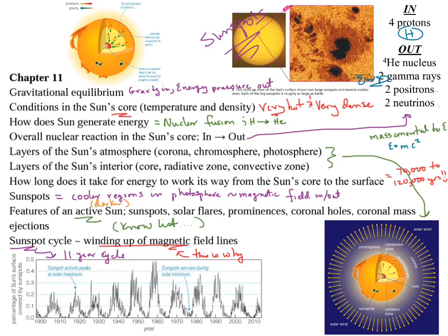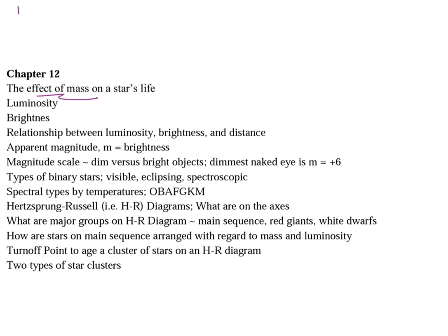And the reason the sun kind of winds itself up and then kind of unwinds itself has to do with what's actually called differential rotation, but the winding up of the magnetic field lines. So you might want to know that for the test too. And then we finished up looking at just stars in general. We'll be definitely talking more about stars in Unit 4.